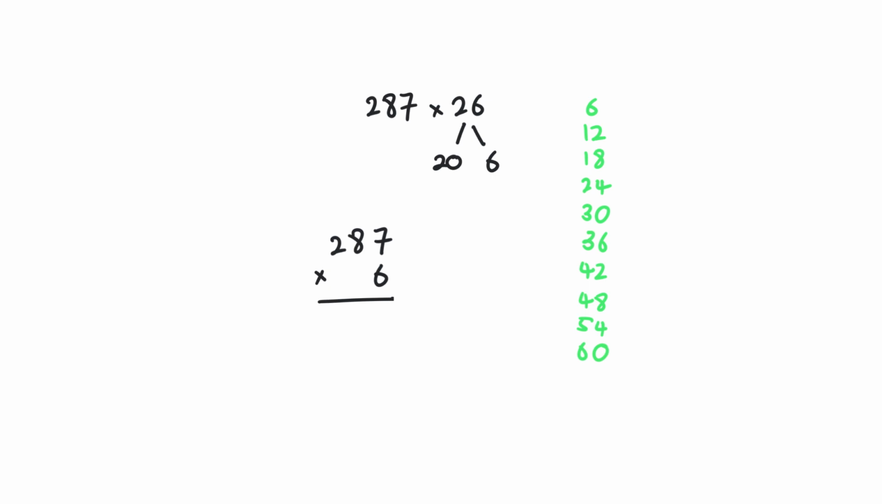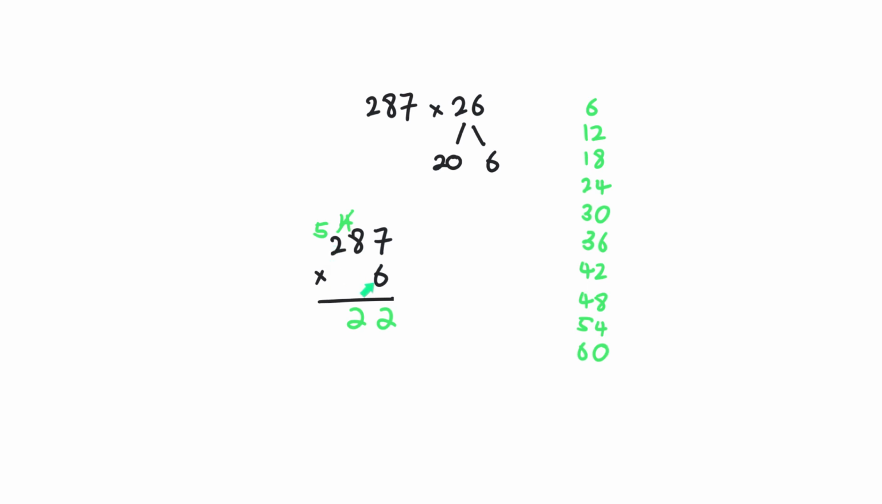Okay, so first, 6 times 7. 1, 2, 3, 4, 5, 6, 7. 6 times 7 is 42. So 4 goes above, 2 comes below. Next, 8 times 6. What is 8 times 6? Let's count. 1, 2, 3, 4, 5, 6, 7, 8. 8 times 6 is 48. So 48 plus my 4 gives you 48, 49, 50, 51, 52. So 52. My 5 will still be regrouped up here because I still have my hundreds place.